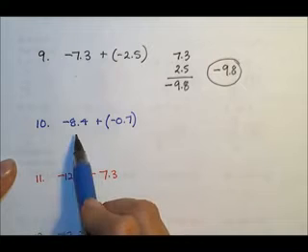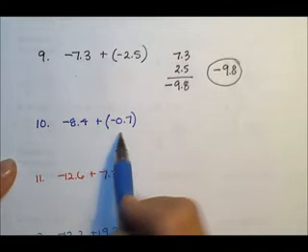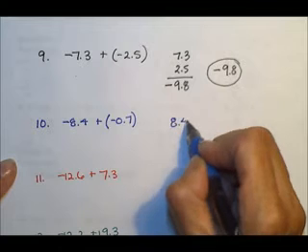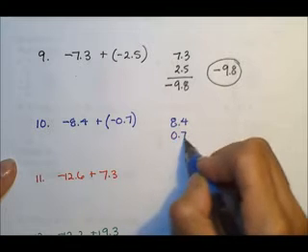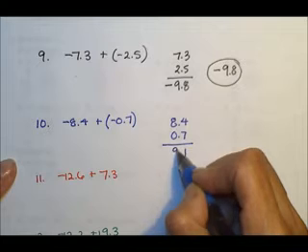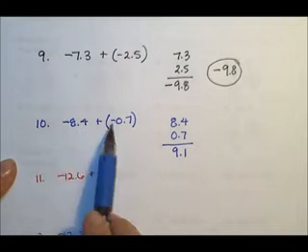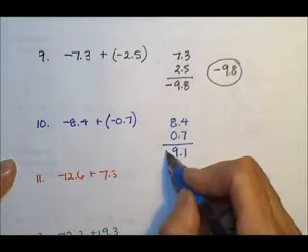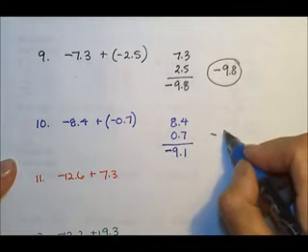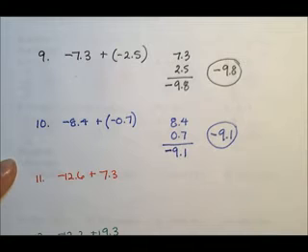Number 10, negative 8 4/10 plus negative 7/10. Again, I have two that have the same sign, so I'm going to add them together. I get 9 1/10, and since these both have the same sign, they're both negative, my answer is going to be negative. So my answer is negative 9 1/10.